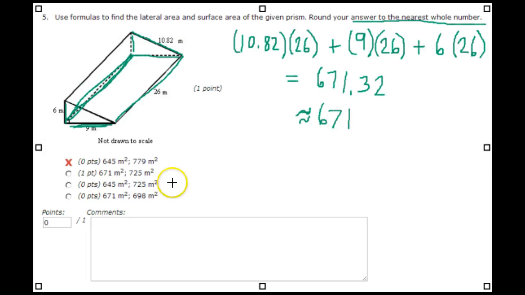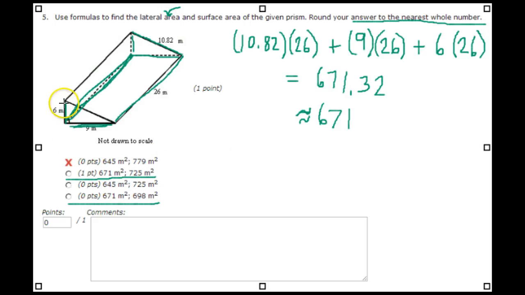Now if we look at the two different answers, we have two that have 671. This one and this one. Which means we're not done. We found the lateral area, but now we need to find the surface area. That means we've got to add in the area of the bases. So let's do that.